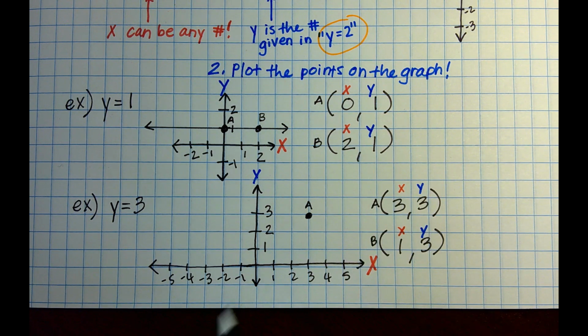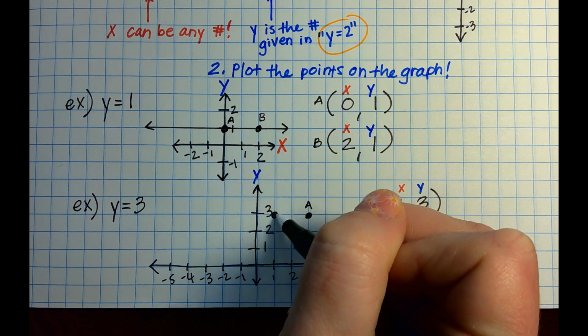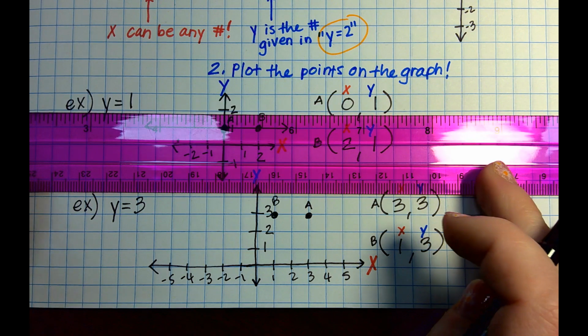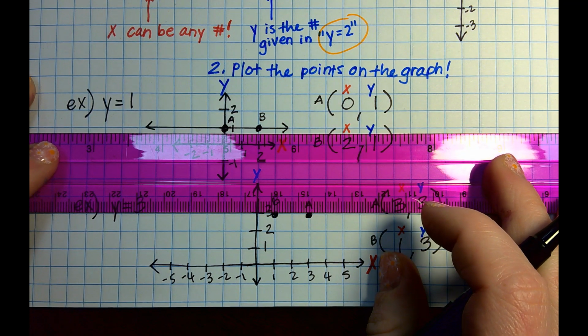And for point B, where should I go to plot it? 3 up or over? Yes, for point B, the second one right here. My x is 1, so do I go up 1 or over 1? Over 1, good. And then up 3, good. There it is. So there's point A and point B. And all that's left to do is what? Connect the dots. That's it.